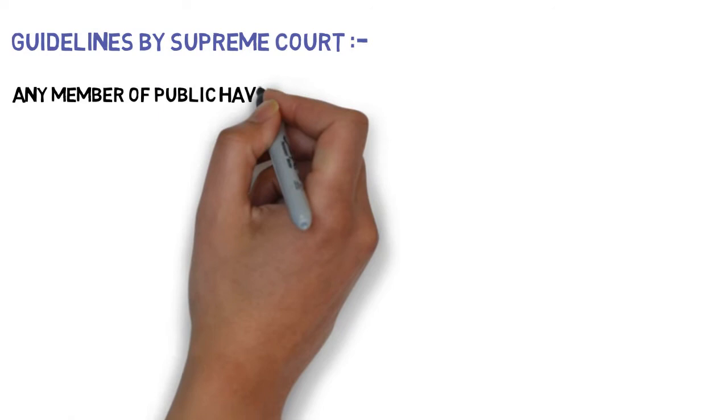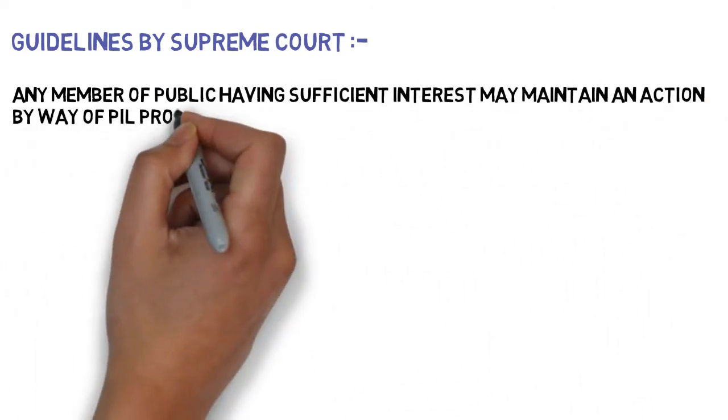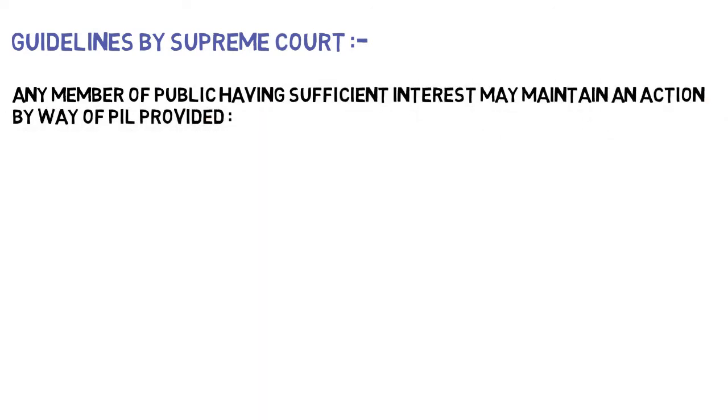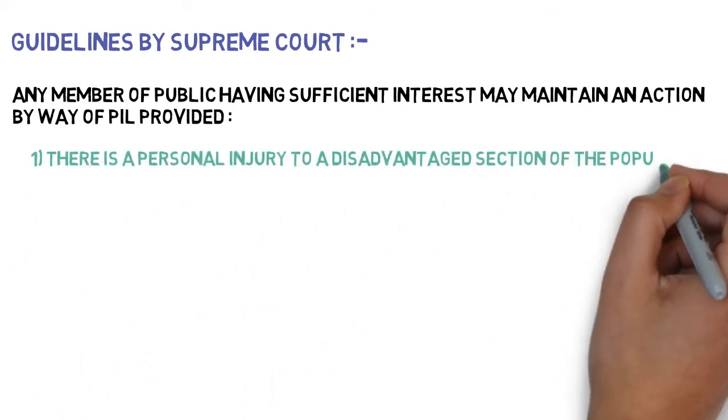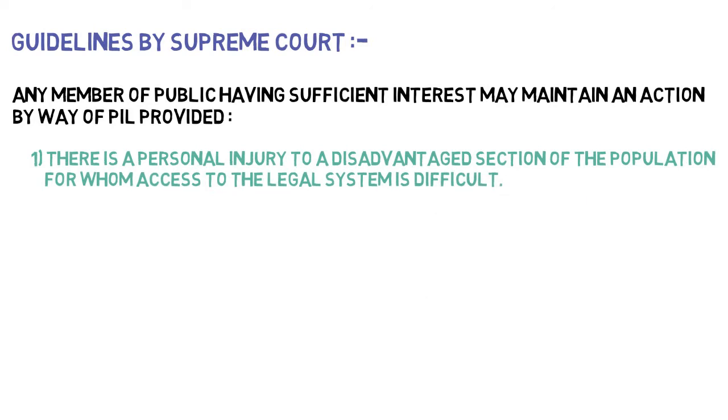Now we will see guidelines given by the Supreme Court. First, any member of the public having sufficient interest may maintain an action by way of PIL provided there is a personal injury to a disadvantaged section of the population for whom access to the legal system is difficult.